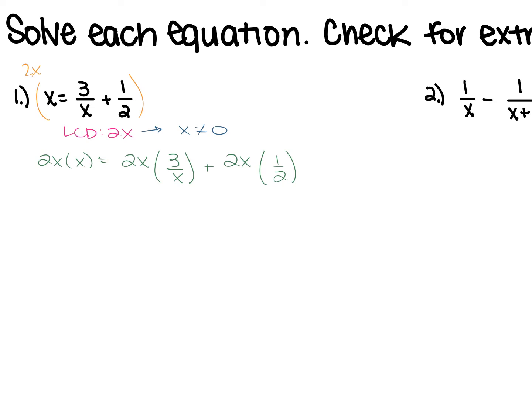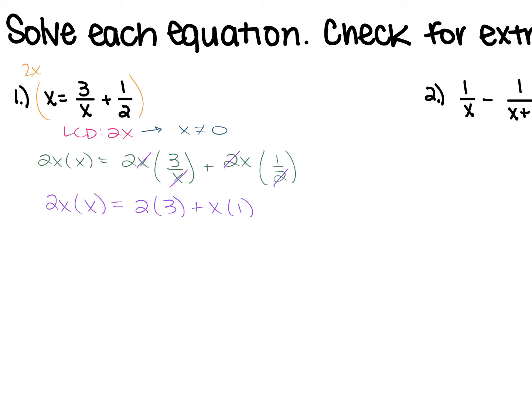Start canceling out from here. With the 2x times 3 over x, your x's are the same. They're diagonal from one another, so they cancel out. That's going to give you 2x times x is equal to 2 times 3. Then with your 2x times 1/2, the 2's are diagonal from one another, so that's just x times 1.